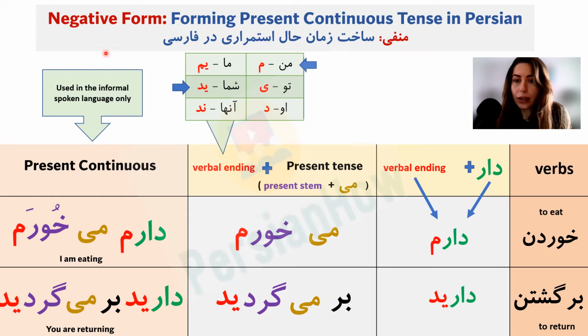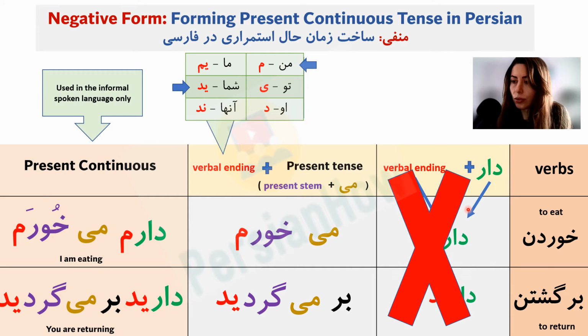Now let's go over the negative form of present continuous. Negative in Farsi is manfi. Alright, so for the negative, the first thing we do, we do not need to use the auxiliary verb for negative. And then in the present tense, the prefix mi becomes nemi. So میخورم becomes نمیخورم. So let's say if I'm saying I am eating, but now I want to make it negative and I want to say I am not eating. Then we just get rid of دارم, and then mi becomes nemi.